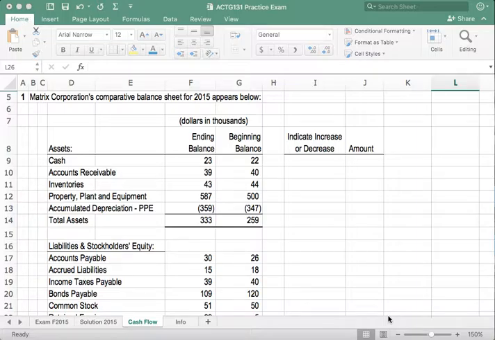I've posted it on Canvas so that you could download it as a PDF file and look at it while we're talking or make notes on your copy. This is the Matrix Corporation. It's from an exam I gave in fall, I think, of 2015.